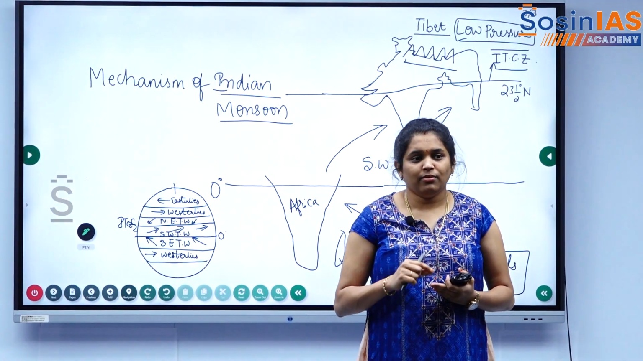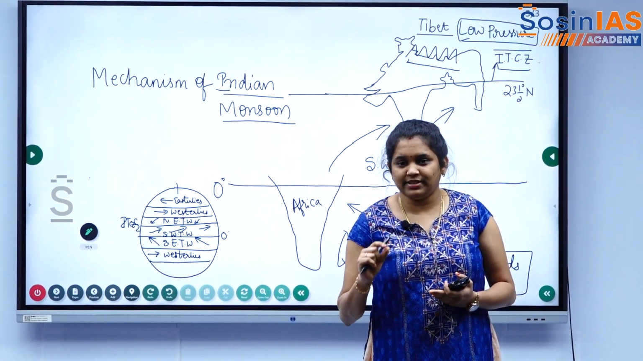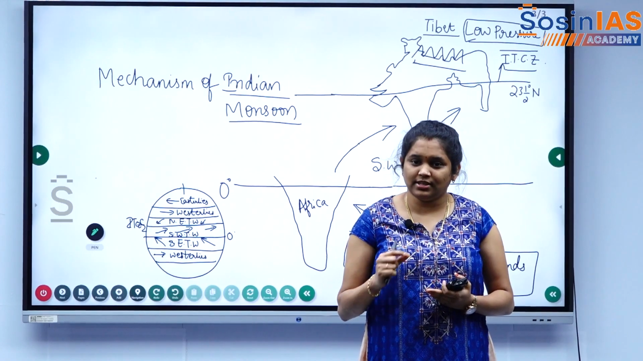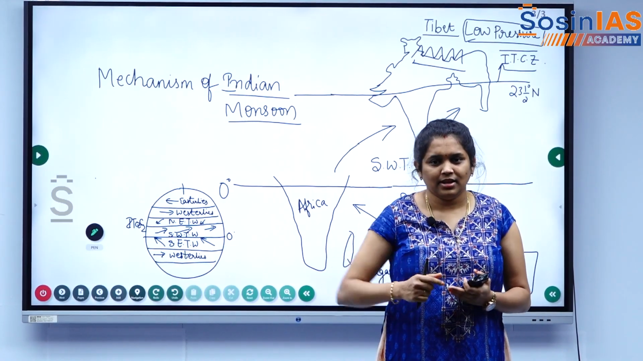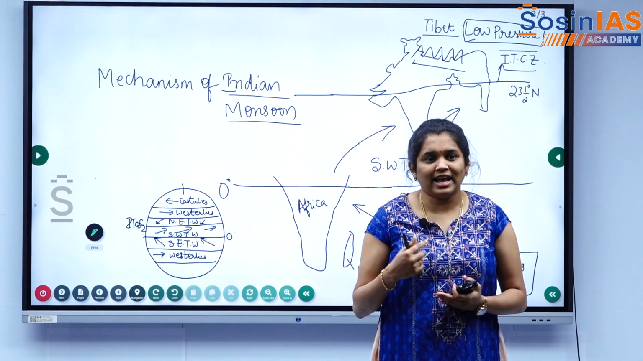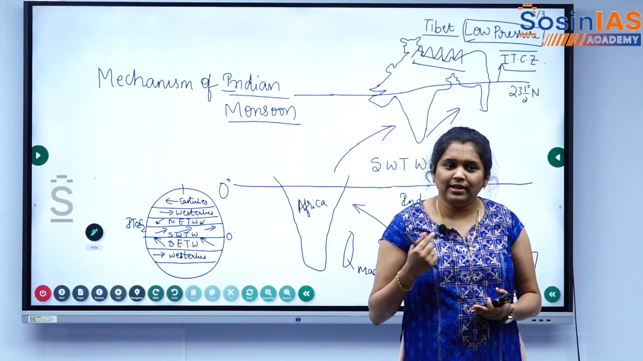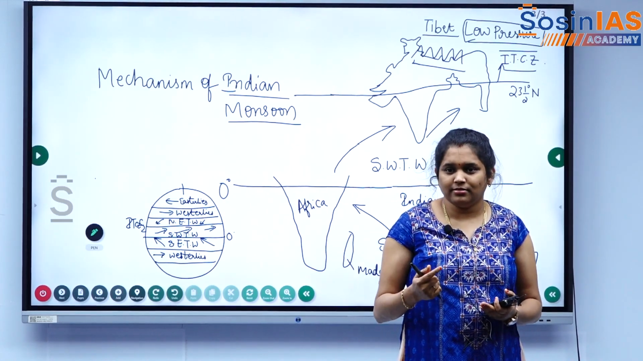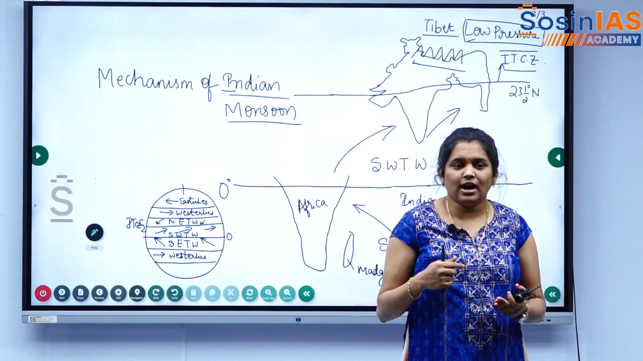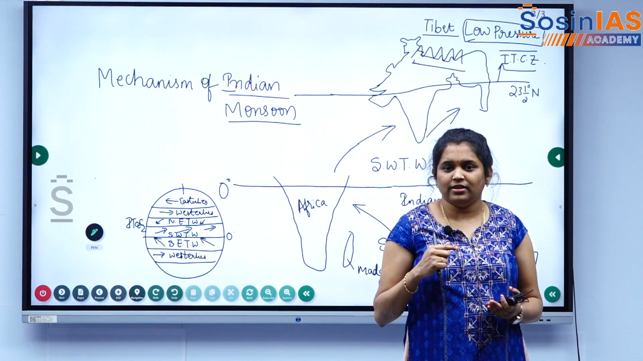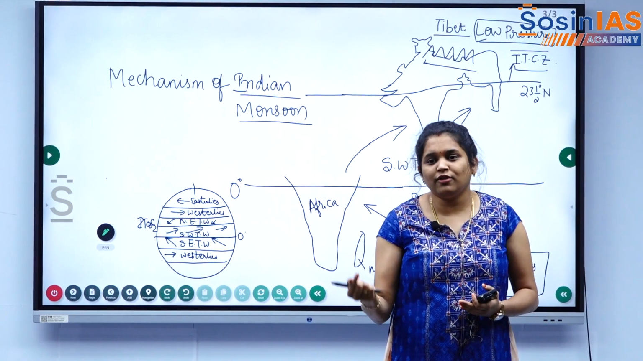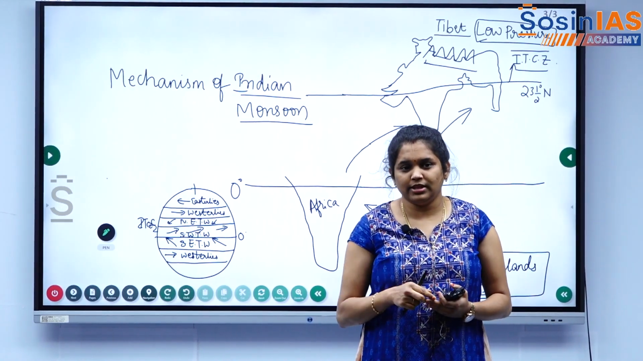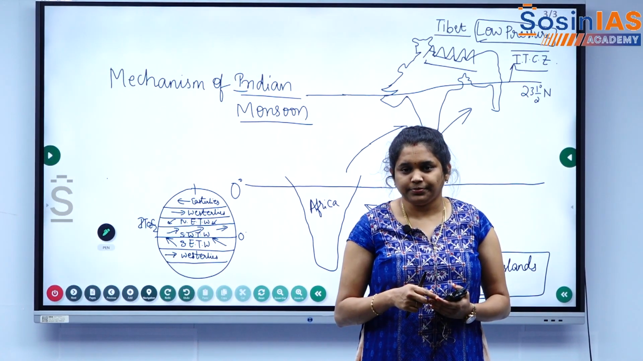Now we'll talk about some aspects related to jet streams. What is a jet stream? What are the characteristics, meaning the features of the jet stream? How will they move, how are they present, and what is the direction of their movement? Then we'll come to the role of jet streams within the Indian monsoon.